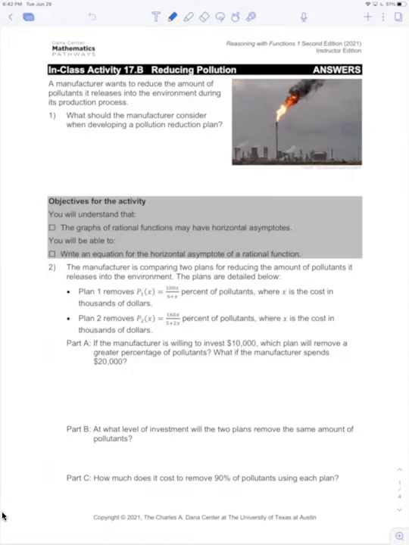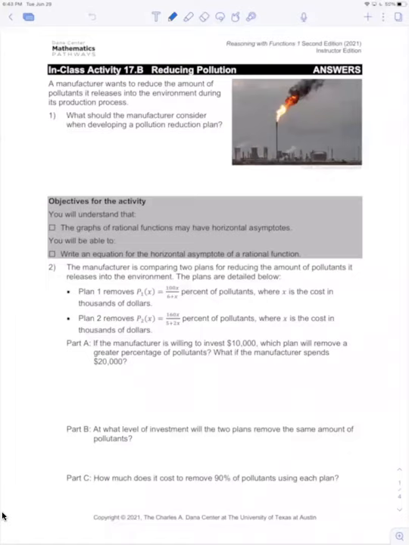2. The manufacturer is comparing two plans for reducing the amount of pollutants it releases into the environment. The plans are detailed below. Plan 1 removes 100x over 6 plus x percent of pollutants, where x is the cost in thousands of dollars. Plan 2 removes 160x over 5 plus 2x percent of pollutants, where x is the cost in thousands of dollars as well. Part A, if the manufacturer is willing to invest $10,000, which plan will remove a greater percentage of pollutants? What if the manufacturer spends $20,000?